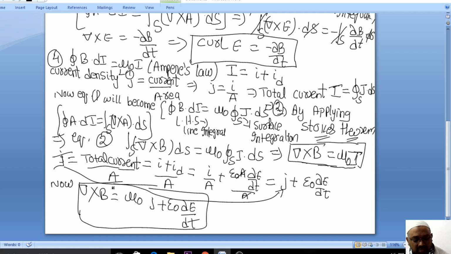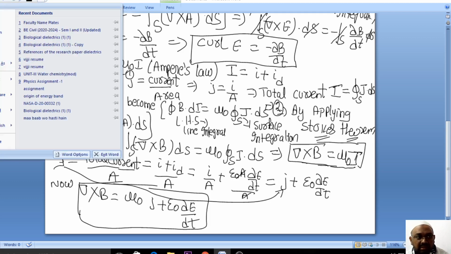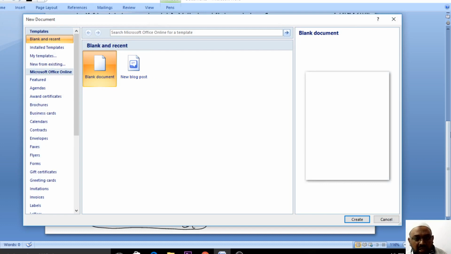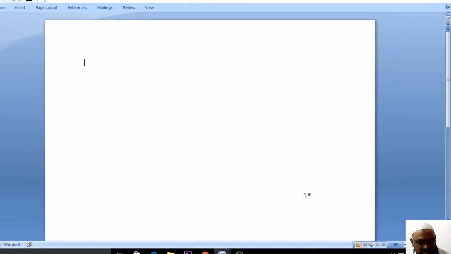So now we'll move to the next important topic. What is that important topic? Now we'll move to the uniform plane wave. That is, the relationship between the total polarization value, electric displacement, and the electric field. In today's class we go for the next one, that is the uniform plane wave. So we'll start with this first one.